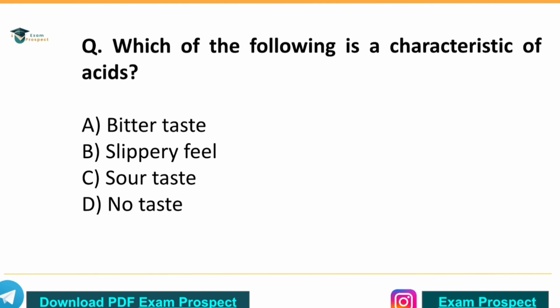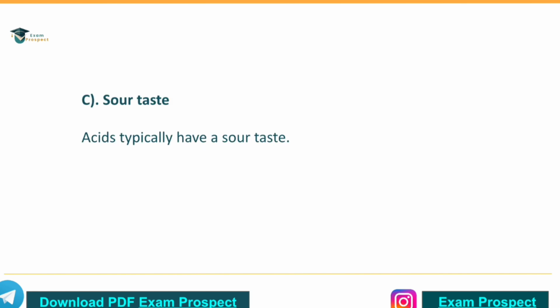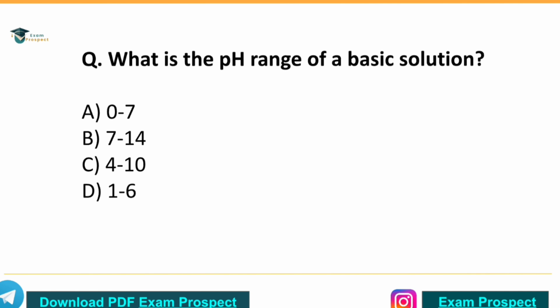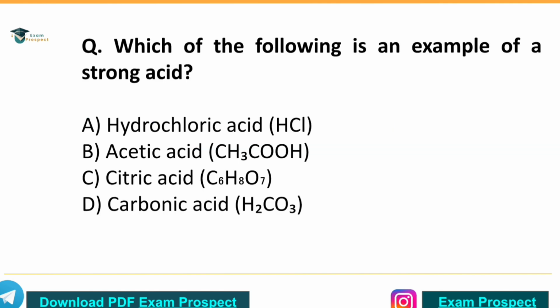Next question, which of the following is a characteristic of acids? The correct answer is option C, sour. Next question, what is the pH range of a basic solution? The correct answer is option B, 7 to 14. Next question, which of the following is an example of a strong acid? The correct answer is option A, hydrochloric acid.